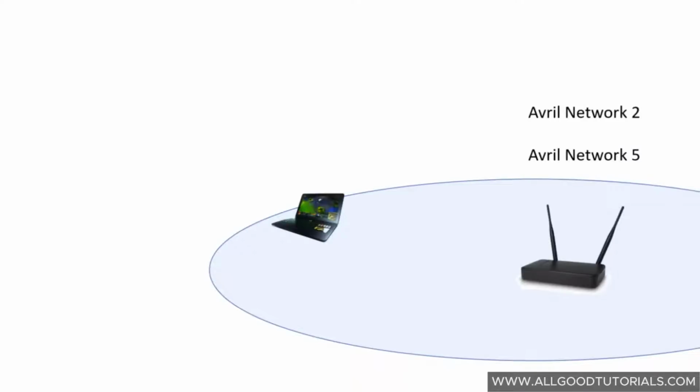The way we make our client connect to the 5 gigahertz band is simply to give different names for the network that's operating in the 2.4 gigahertz band than the network that's operating in the 5 gigahertz band. In other words, I go into the settings on my wireless router and I give it a network name such as Avril's Network 2 for the network operating in the 2.4, and I give the name of Avril Network 5 for the network operating in the 5 gigahertz band.